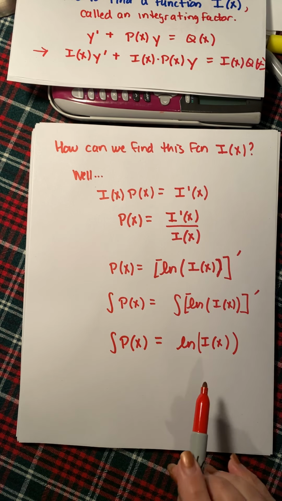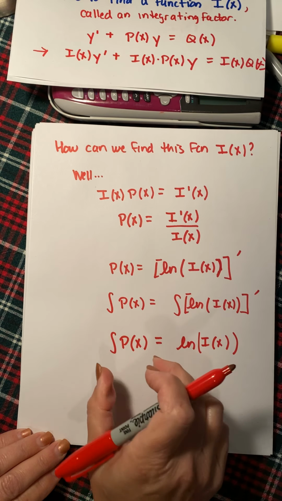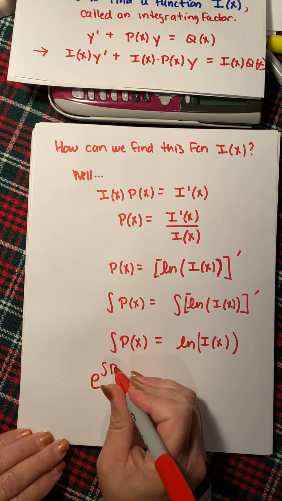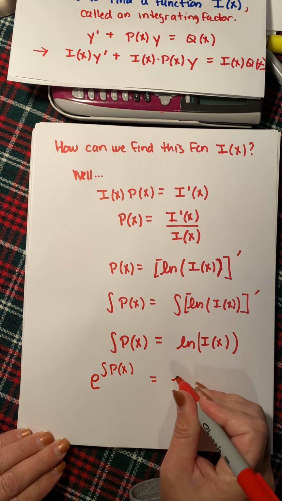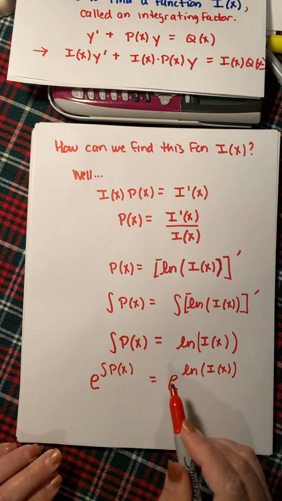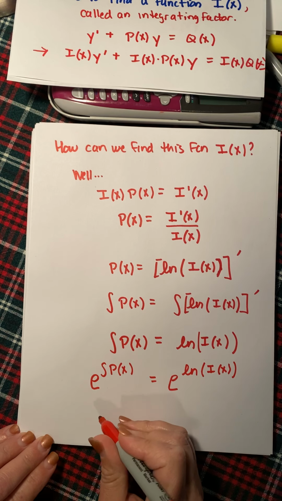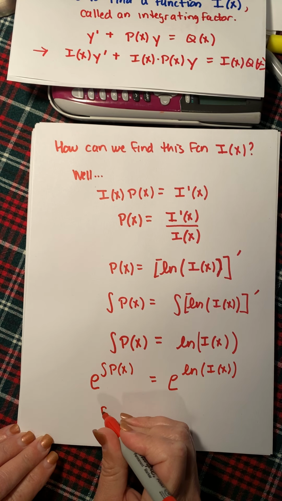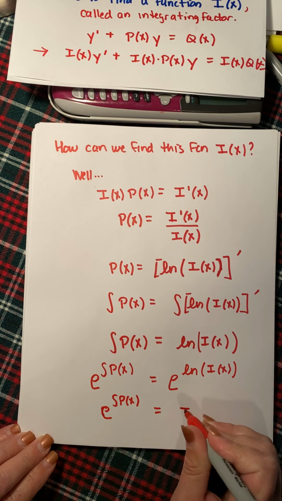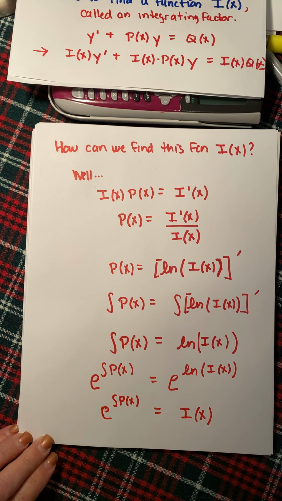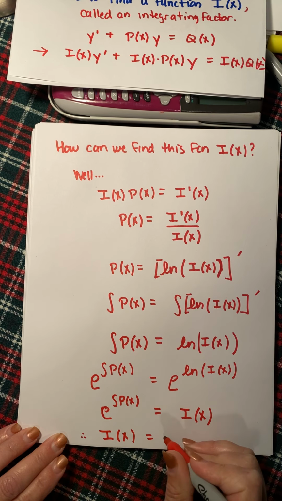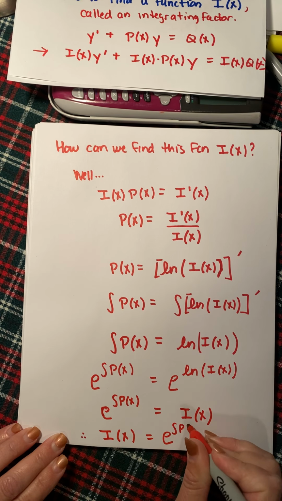Well, to solve for I of x, I'm going to make these both the powers on the natural exponential function. So e to the power of the integral of p of x is e to the power of the natural log of I of x. But e to the natural log of anything is itself. So therefore, e to the integral of p of x is equal to this magical function that we're looking for. So this magical function we are going to call our integrating factor.